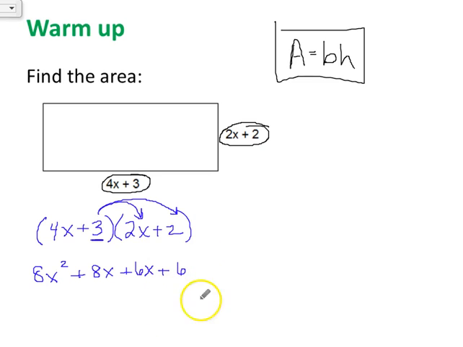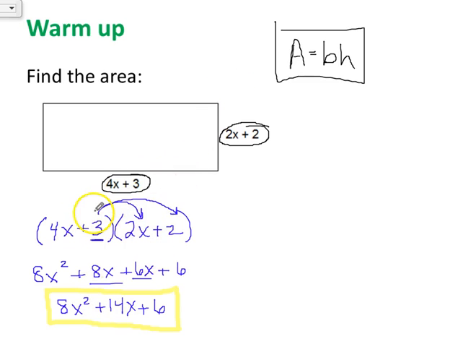Then we are almost done. We just need to combine any like terms. I see that there's 2 x terms, so we're going to have 8x squared. We're going to add that 8x plus the 6x, and we're going to get 14x, and then we've just got that constant term. So this is our final answer here: 8x squared plus 14x plus 6. So again, we just want to make sure that we remember how to properly distribute, or you might have learned it as foiling. I'm going to go on to the next slide, so if you need more time, go ahead and click pause.